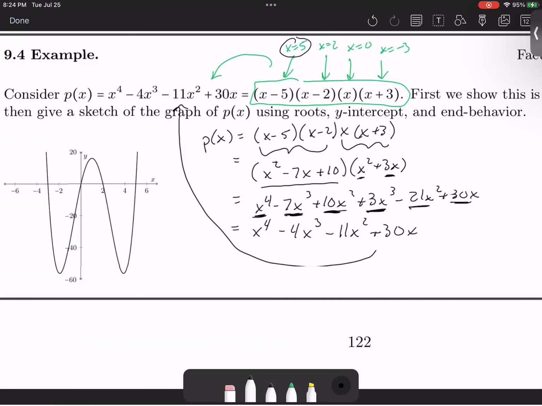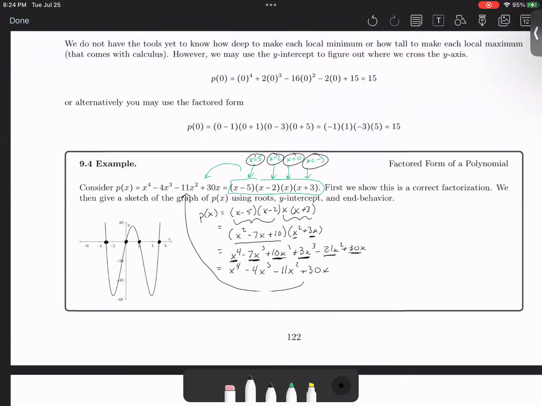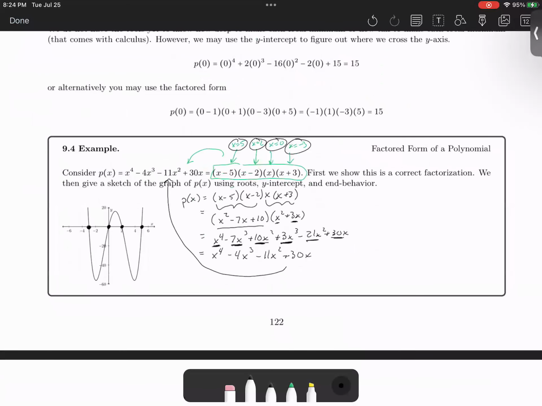So when x is equal to 5, we're going to have a 0. So I plot a point right there. X was 2, we have a 0. X is 0, we have a 0. And x is minus 3, we have a 0. Right, it's a 4th degree polynomial, so I could have 4 zeros. And in fact, I do have all 4 zeros. All right, that's us using the roots, right, the zeros of the polynomial.